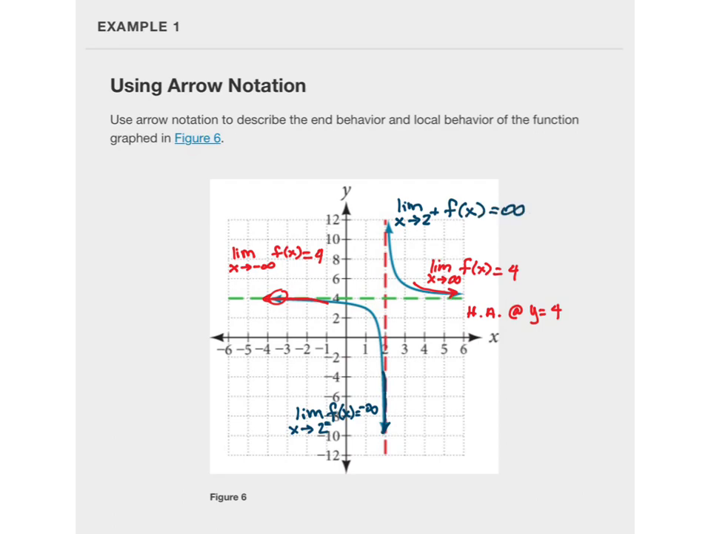And that's how I know I have a vertical asymptote. Because I approached a number, 2, from the left and from the right, and I got two things that went to positive and negative infinity. So there is a vertical asymptote at, vertical asymptotes have x equals equations, at x equals 2.